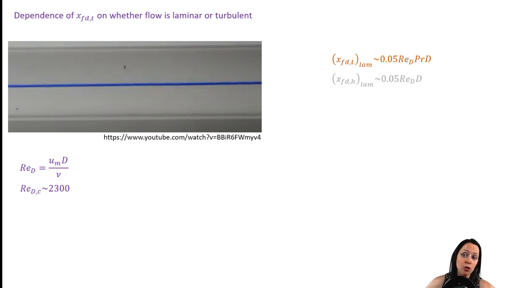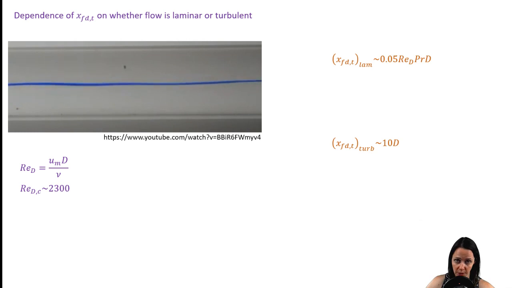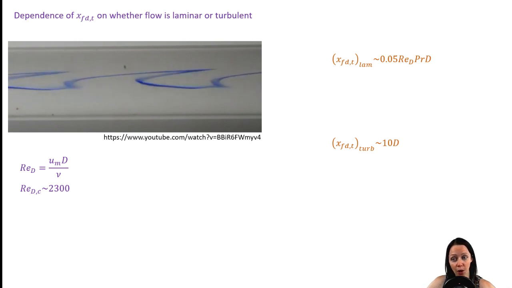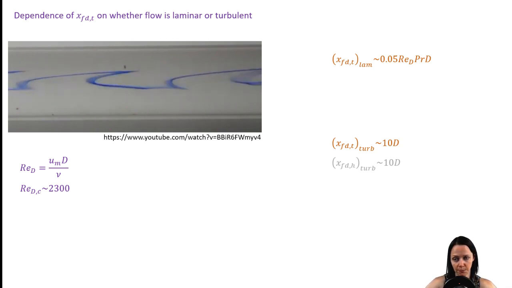So if the Prandtl number is larger than 1, the hydrodynamic entrance length will be smaller than the thermal entrance length. If the Reynolds number is larger than 2300 and the flow is turbulent, the thermal entrance length is 10 diameters. And you will recall that this is the same as the hydrodynamic entrance length for turbulent flow.